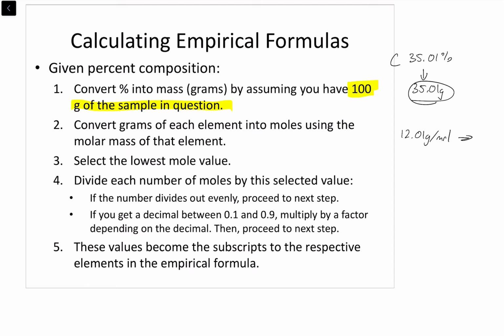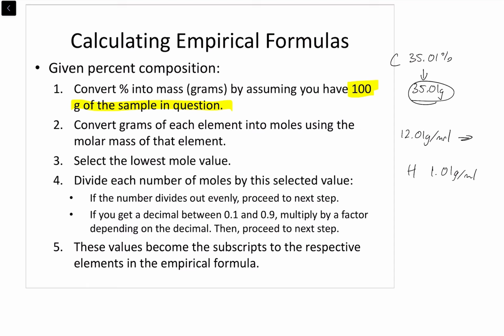If you have elements that are typically diatomic molecules, like H2 or O2, we are only using the molar mass of a single atom. So for example, if you run into hydrogen, which is a pretty common one, you're not going to be using 2.02, you're going to be using 1.01 grams per mole. So the mass of a single atom.